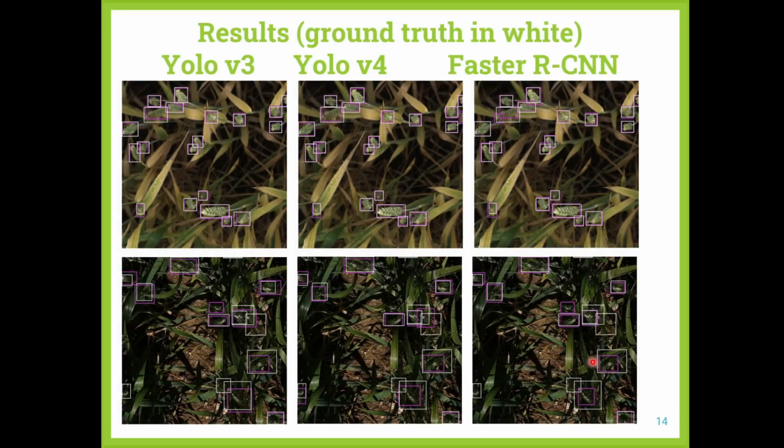Here's another example of our result, and you can see this wheat is handled as two objects instead of one object. This is a problem here, and there is a missing prediction in YOLO 3 and in faster RCNN, which is detected in YOLO 4.